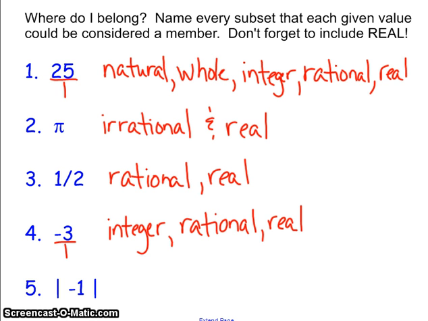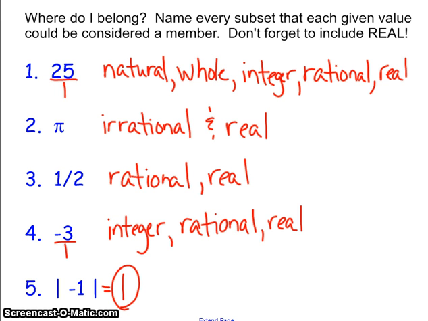Okay, little review with the last one. The bars around -1, what do they mean? Hopefully you're saying absolute value. Absolute value means the distance from 0. So -1 is 1 space away from 0 on the number line. So really, question 5 is asking you, where does the number 1 belong?